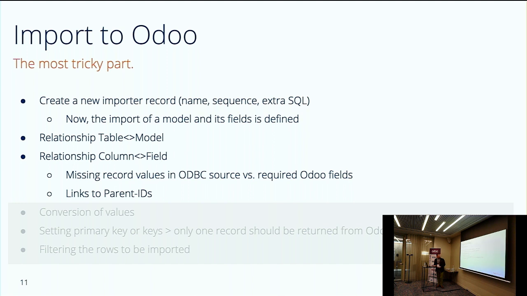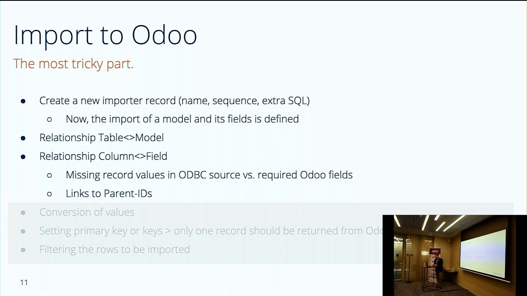Then you go on the second tab. Now you have to do the field mapping, meaning the relationship between the column in the table and the field in Odoo. Here we are on the level of the field, meaning we can define our procedure if there are, for example, values missing in the ODBC database, but they are probably necessary in Odoo, because otherwise the model in Odoo wouldn't be created.